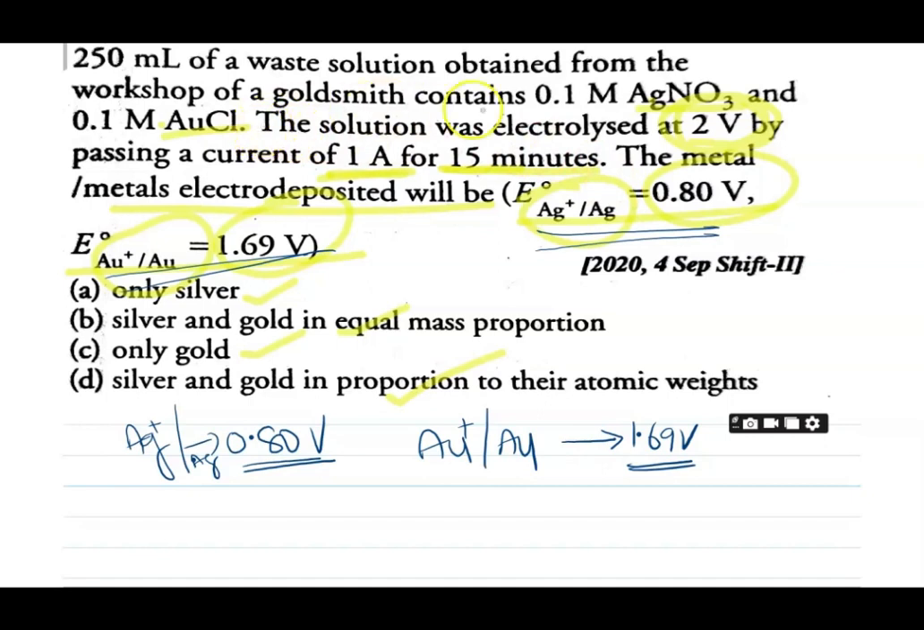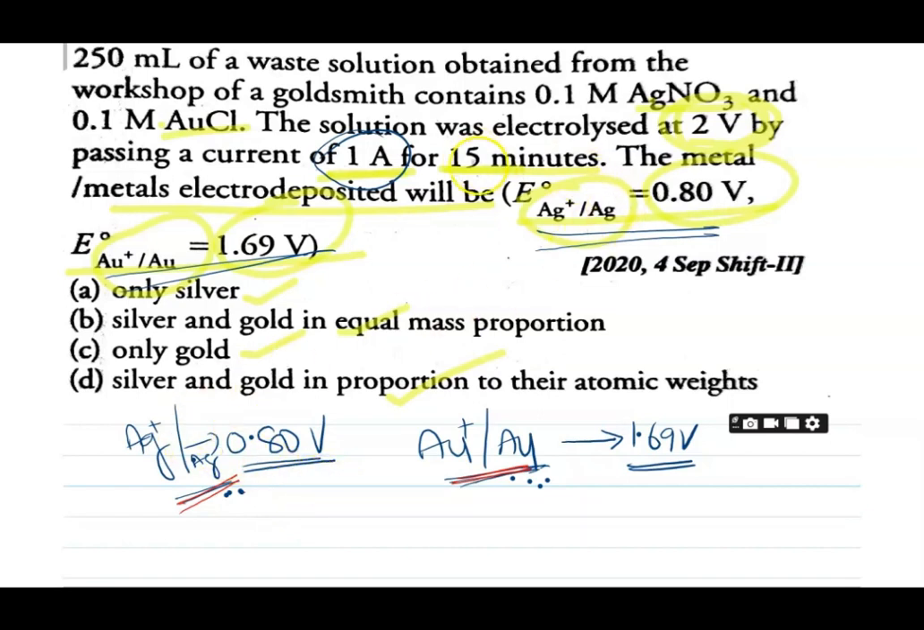And you can see 1 ampere of current is being passed. That same amount of current is passed through the two solutions, right? AgNO3 is there as well as AuCl is there. He is passing the same amount of current. When the same amount of current is passed, we can apply Faraday's second law. The second law says that when the same amount of current is passed, the metals will be deposited in the proportion of their equivalent weights. That is what the second law says.